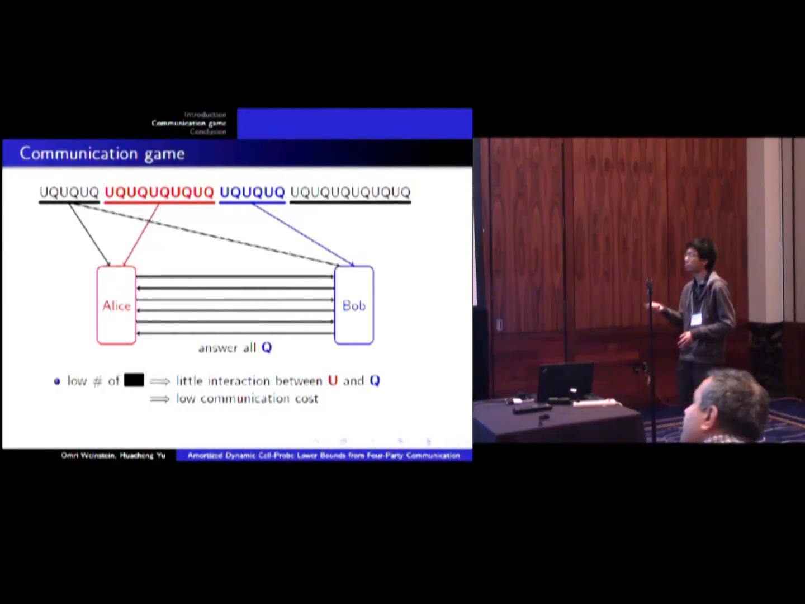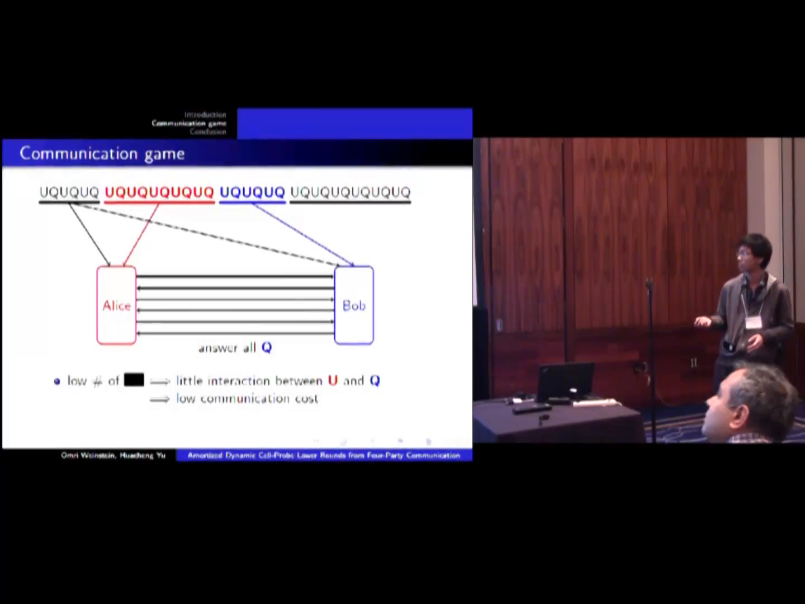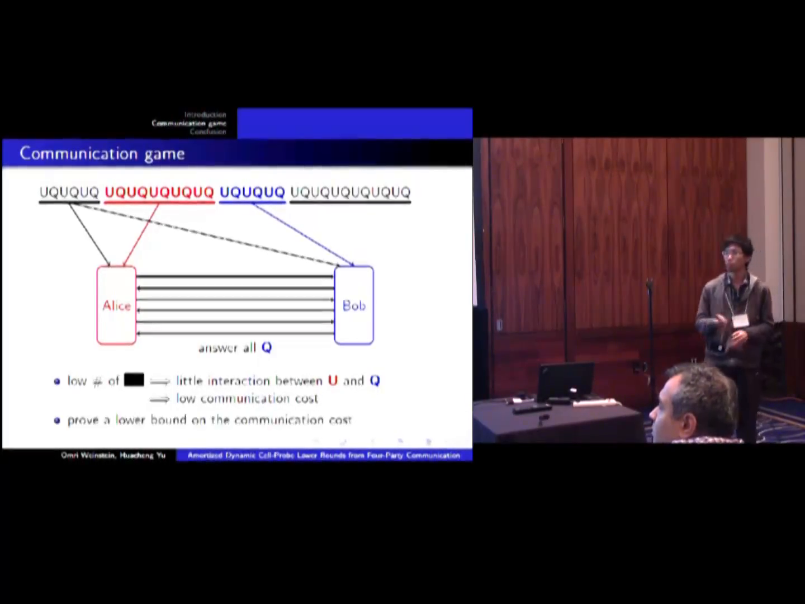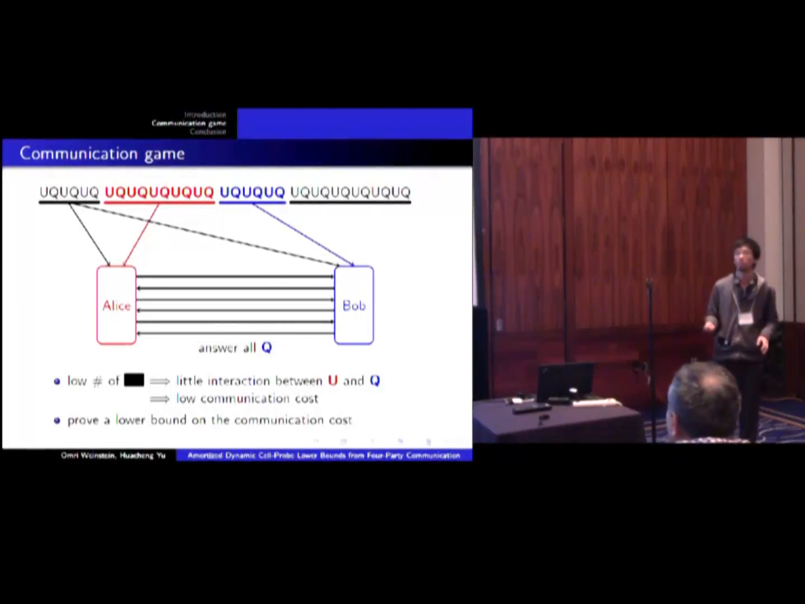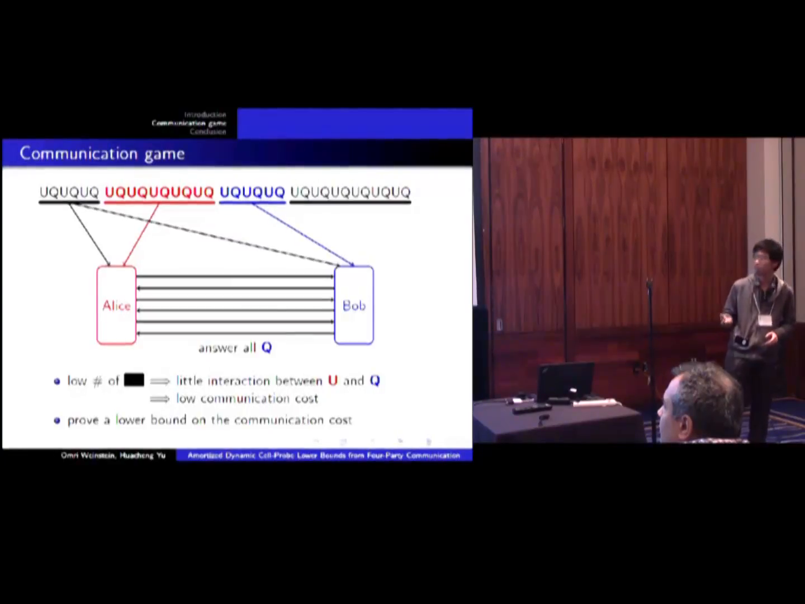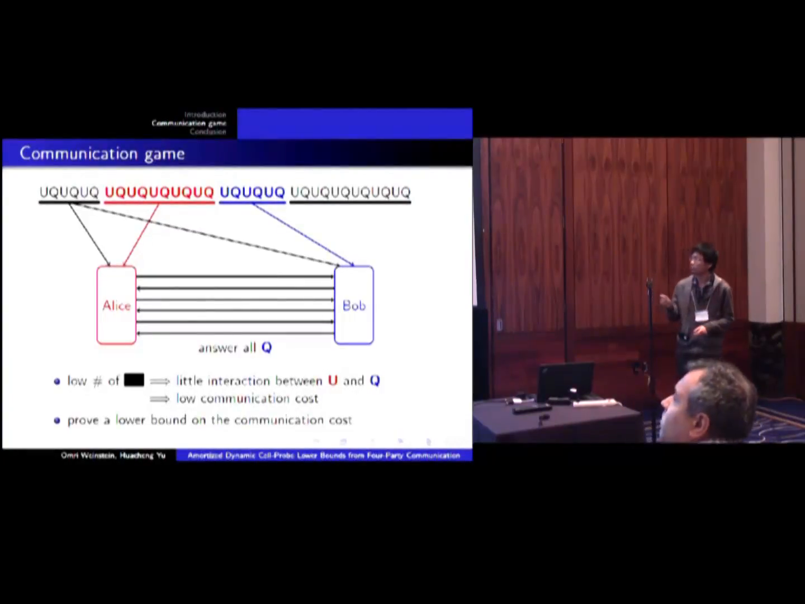So first, we try to show the complexity of the communication game is related to the performance of the data structure. Then, because this is a well-defined communication game, which we have a relatively good understanding of, we can just prove a communication lower bound for it. Then combining these two parts, we can get a lower bound on the number of black cells, which will give us a data structure lower bound.